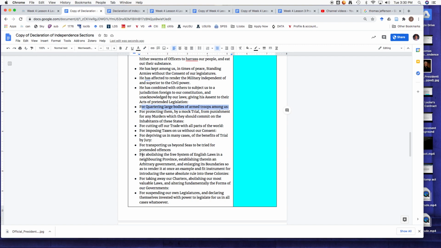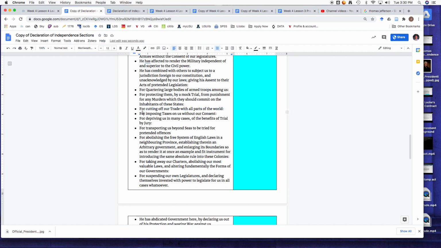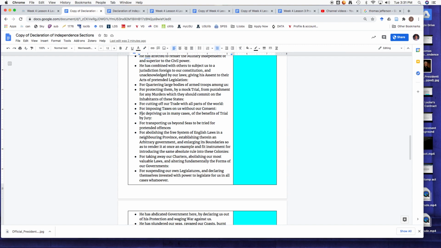That means quartering. For cutting off our trade with all parts of the world. So they're not allowed to trade with other places. For imposing taxes on us without our consent. This is the famous no taxation without representation. For depriving us, in many cases, of the benefits of trial by jury.